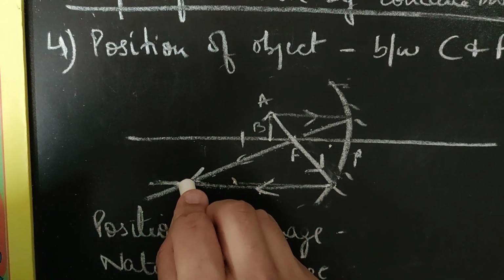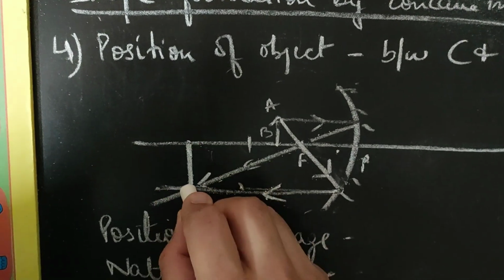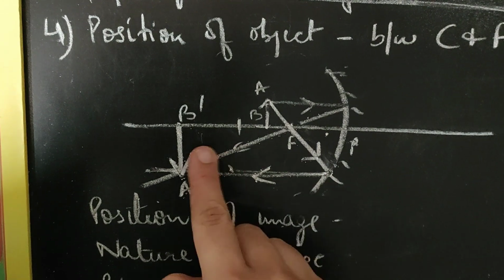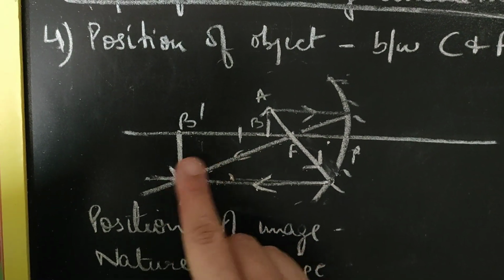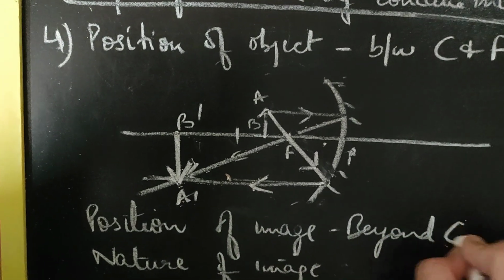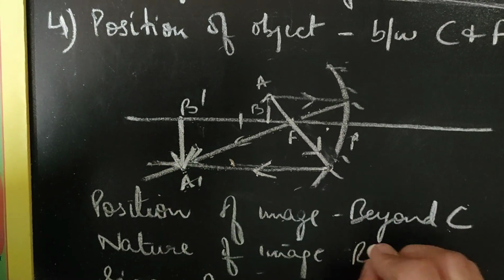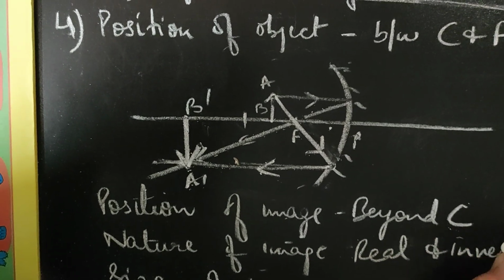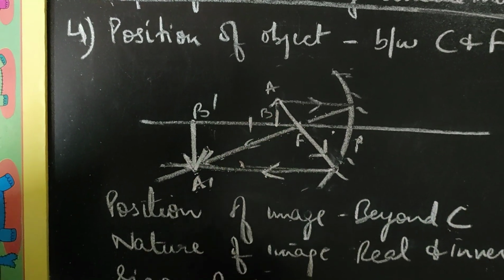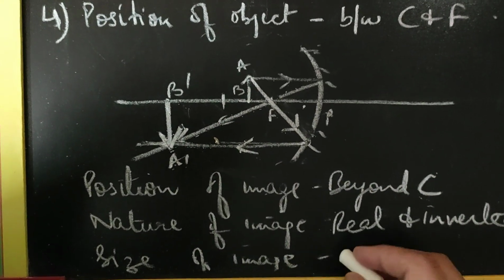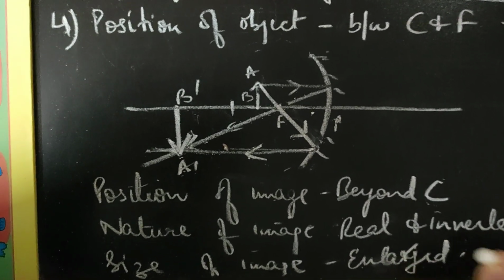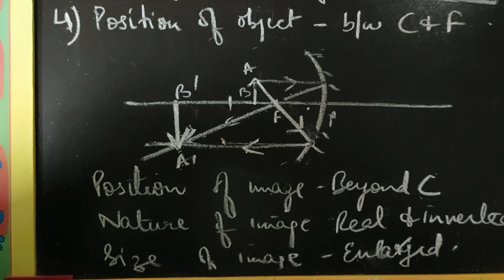So here you can see the light rays are intersecting. So this would be the real inverted image, A dash B dash. You can clearly see the position of the image is beyond C. Nature of the image is real and inverted. And the size of the image you can see clearly is larger than the object, or magnified, or enlarged. So for the size of the image I am writing enlarged. You can write magnified or larger than the object.